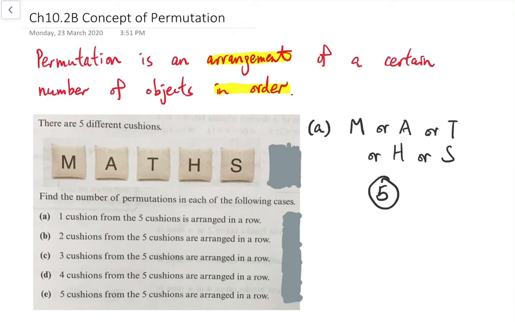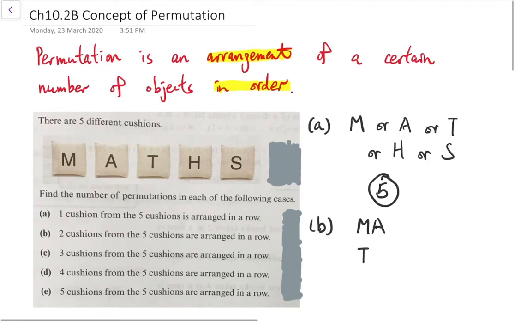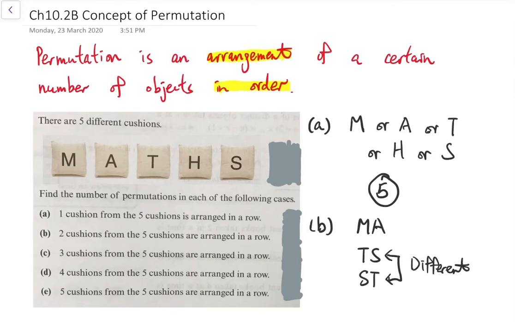So how about part B? Now if you want to choose 2 letters from these 5 and then arrange them in a row, you can imagine, for example, you can pick MA, or you can pick TS, or you can pick ST. Actually, these 2 are different in permutation because the order is not the same, right? Then do we have any method to find the number of permutations instead of just counting it?